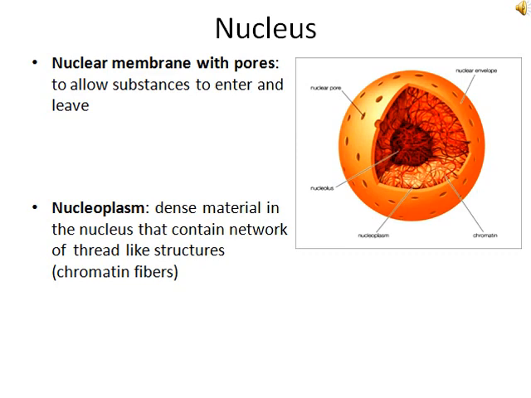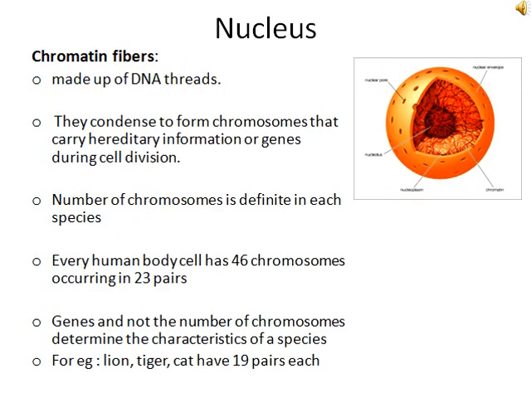Chromosomes are present in the cell only during cell division. They are visible only when a cell is dividing. The number of chromosomes is definite in each species. Every human body cell has 46 chromosomes. They occur in 23 pairs. These chromosomes contain the genes. Genes determine the characteristic of an organism and not the chromosomes.